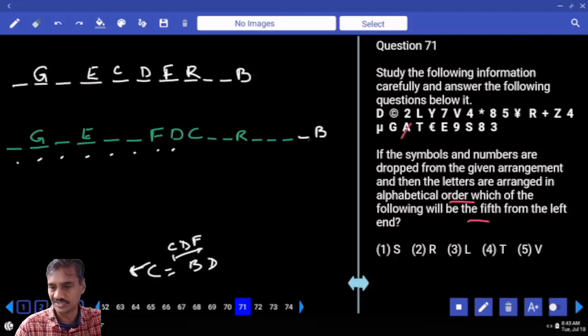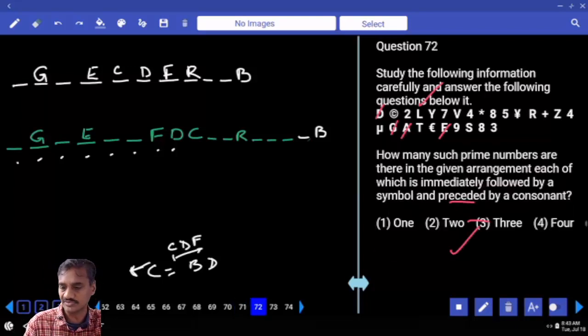Now A is the first letter, next to A there is D, and next one to D is E. A, D, E and next one, the fourth one, is what? G, and next to G, what is the next letter we have? L. Hence L is the 5th letter from the left hand side, that is choice 3, question number 71.